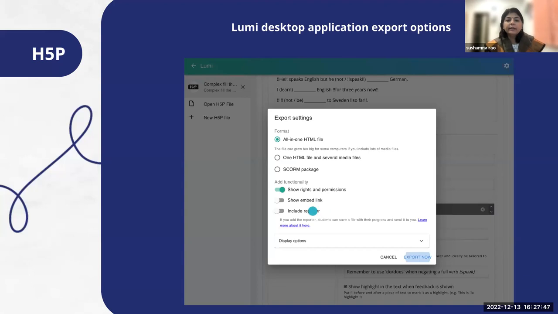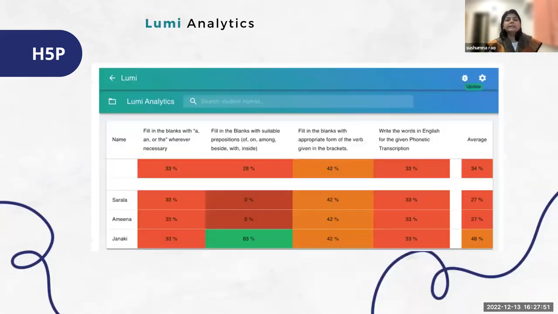When you enable this option here, then a user will see your files in a browser. They require a browser to open it. And then there will be a small button given there where they will enter their name, download their interaction, and send it back to you. And then what you can do in the Lumi application, you can take all these user-sent files into an analysis and you can see the analysis.